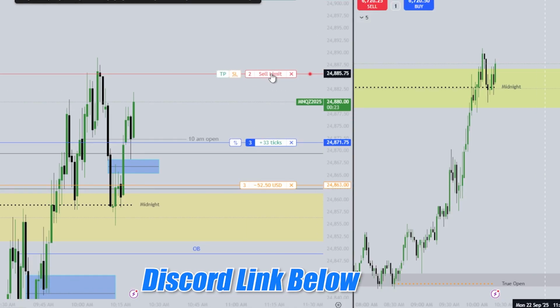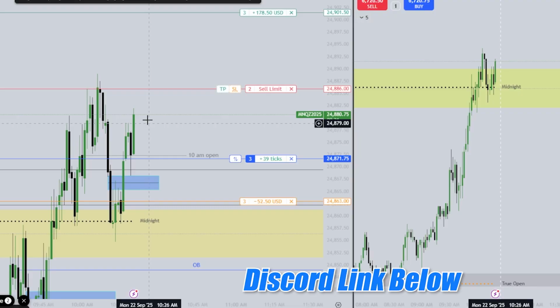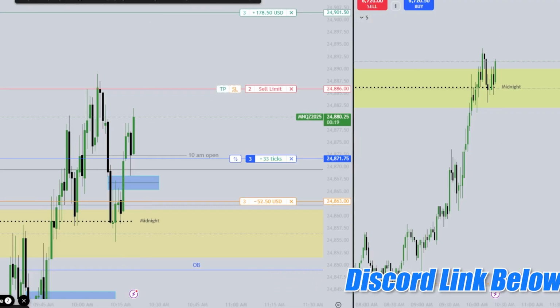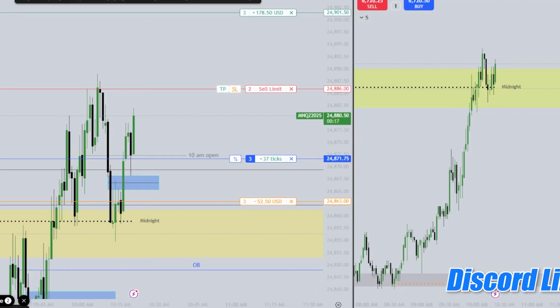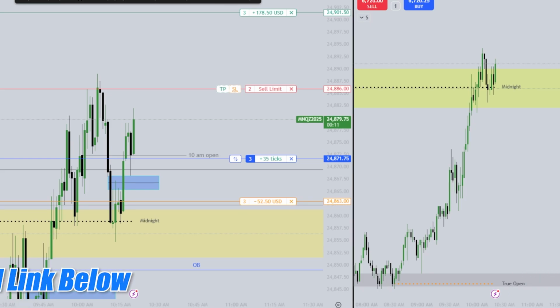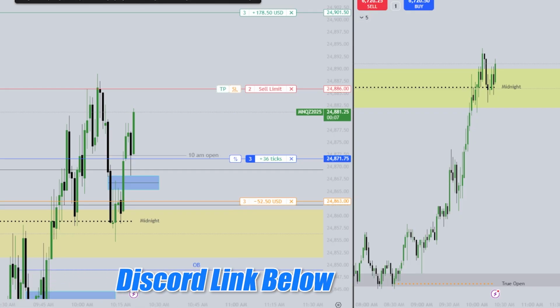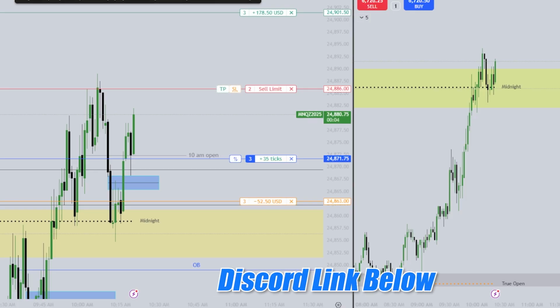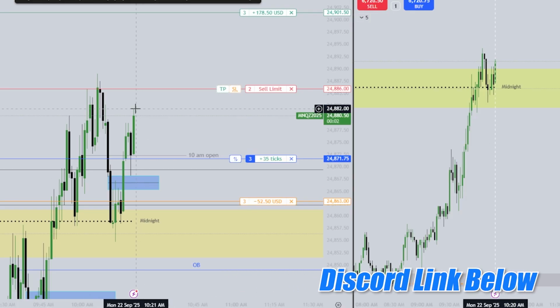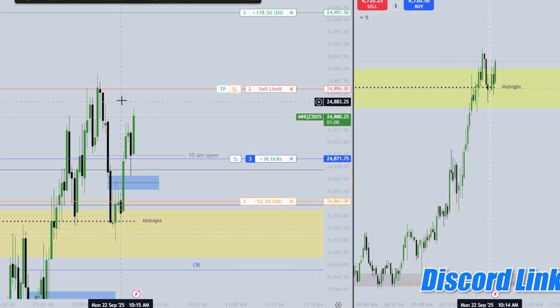Sell 2 right there at that high. And then I'm looking for expansion all the way up. So again, looking for 2 contracts to come off, get above a little bit higher. So taking 2 contracts off, push up a little bit higher up into this range right here.